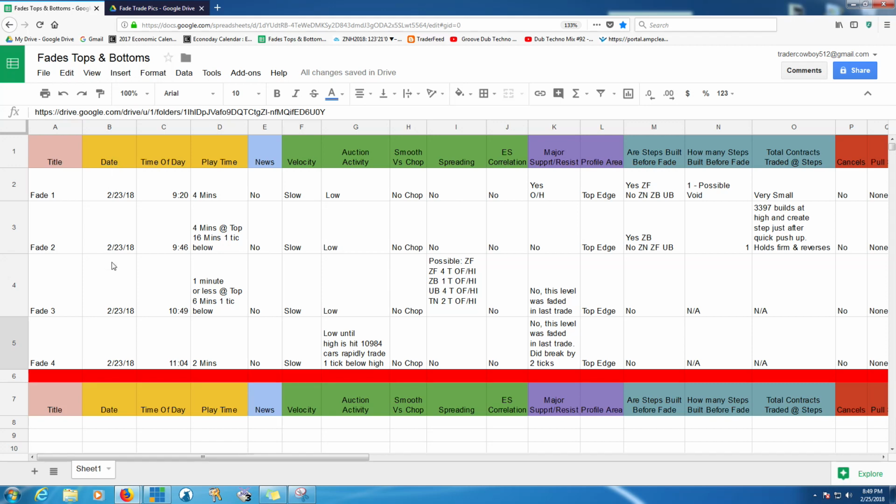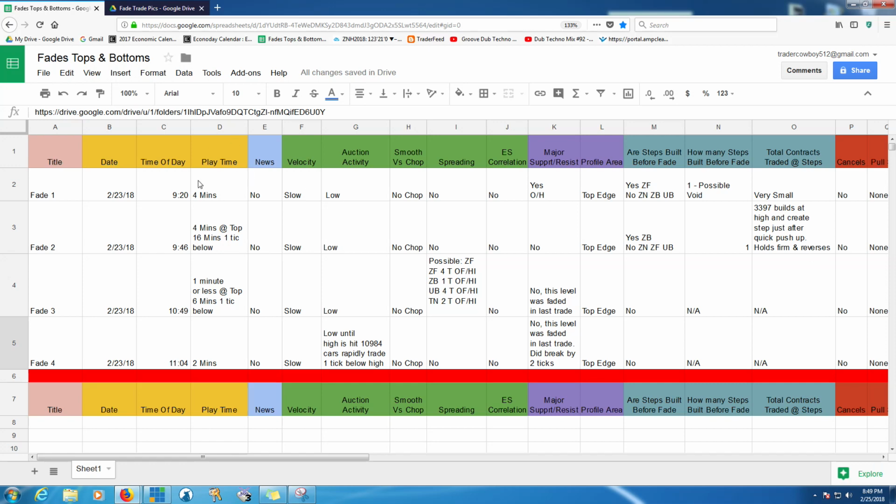The date: all these are on the 23rd of February. I think dates are important because if it's summertime, the market could be different. Time of day: 9:20, 9:46, 10:49, and 11:04. I don't really trade past noon. And again, there could be more or fewer of these, but for this particular day, we hit the top of the profile 4 times, and there's a fading opportunity.